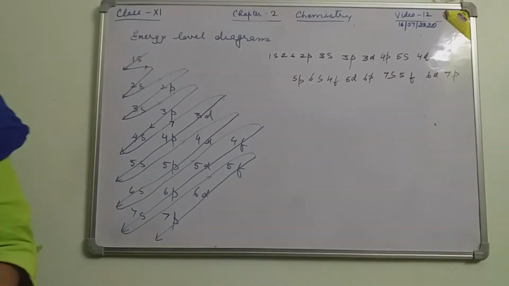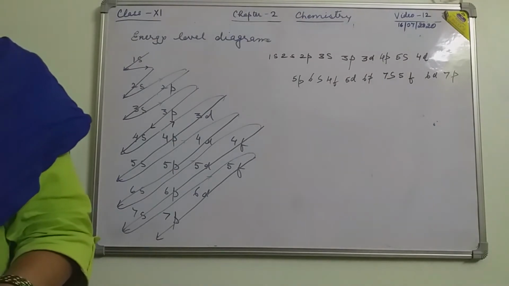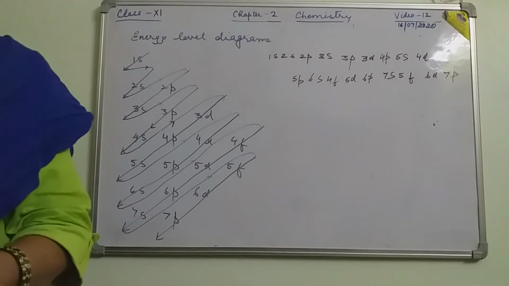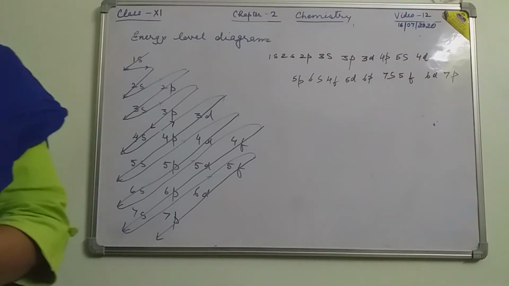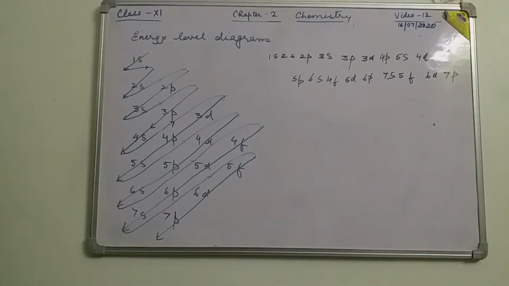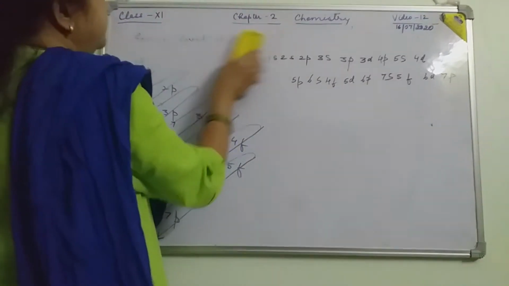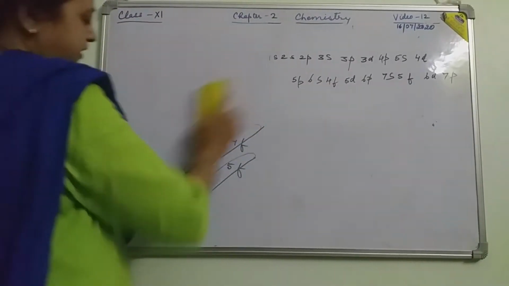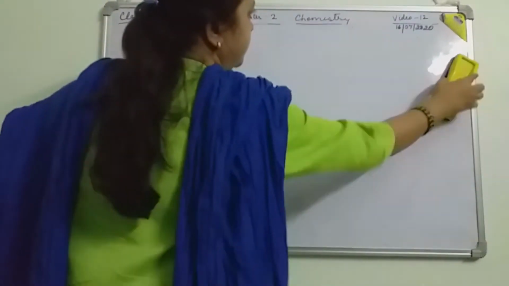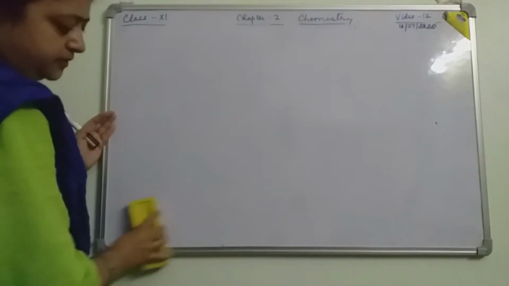Next principle is given by Pauli's exclusion principle. According to Pauli, no two electrons in an atom have the same set of all 4 quantum numbers. So let's start Pauli's exclusion principle. There are 2 things related to Pauli's exclusion principle.